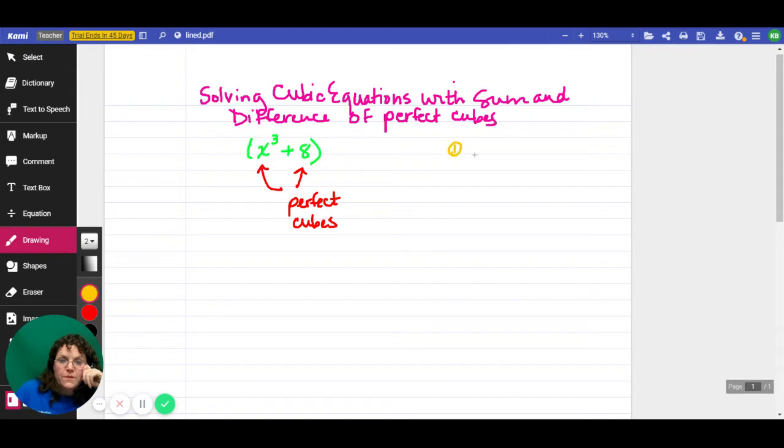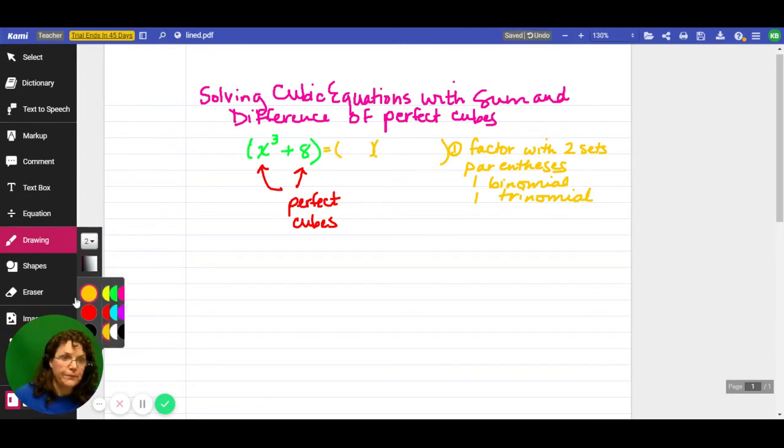So, all right, step one, first thing you're going to do, you're going to factor with two sets of parentheses. One binomial set and one trinomial set. So you'll have a small set of parentheses and then a larger set. So I usually go ahead and write them down and get ready for step number two.